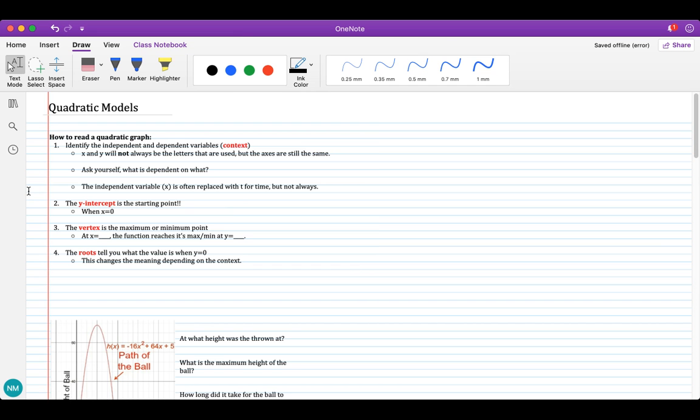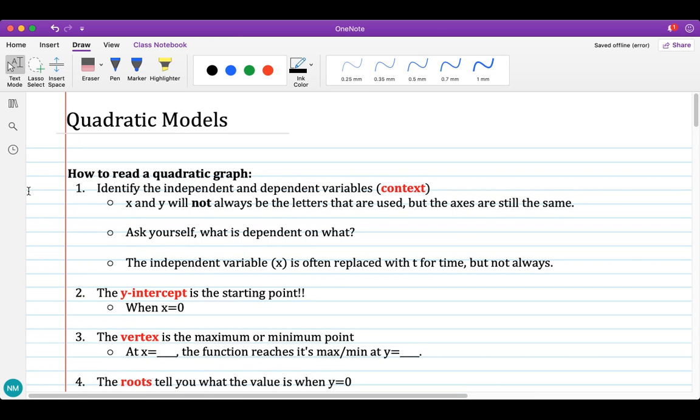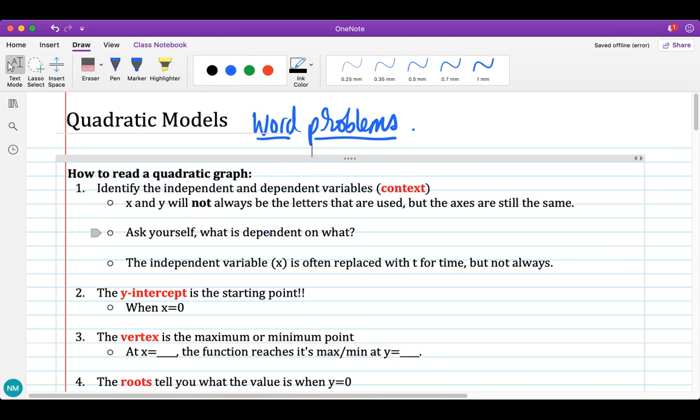Okay, so today we're going to talk about quadratic models, which is just a fancy way of saying quadratic word problems. Before we start that, I want to preface with this. Word problems are just what we've been doing with a specific context, okay? So all we need to do is take each word problem step by step. But for this video specifically, we are not going to actually be given the word problem.